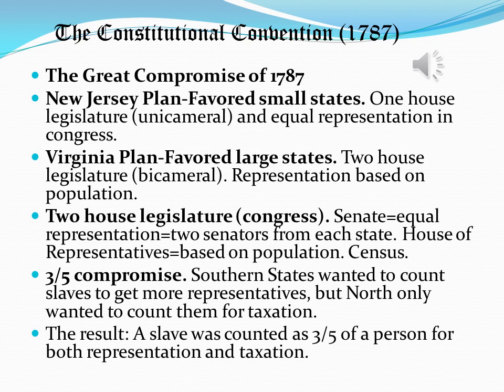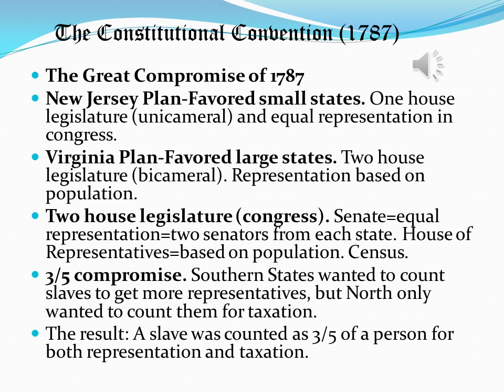So, the Great Compromise of 1787. There were a couple of plans that were presented at the Constitutional Convention. The first was the New Jersey Plan, which favored small states. There would be a one-house legislature, which would be unicameral, and each state would get an equal representation in Congress. That was the New Jersey plan of some delegates.